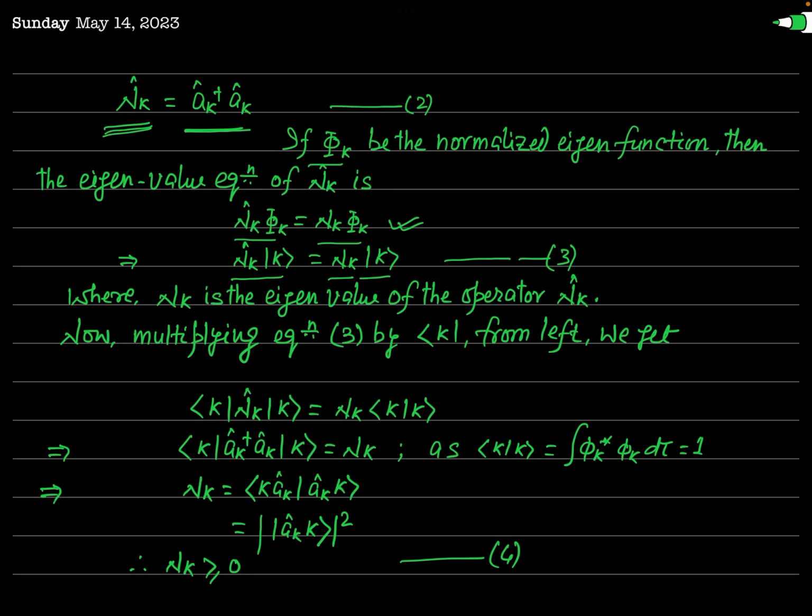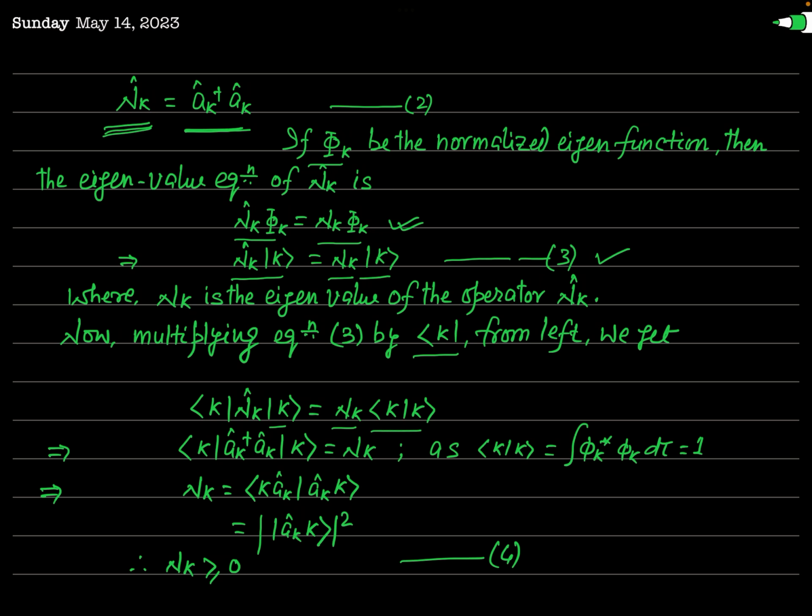You are aware of this notation because you have learned the mathematical basis of quantum mechanics in my earlier lecture. Now let us multiply equation number 3 from the left side by this bra k. So multiplying equation 3 by bra k from the left side, our result will be bra k nk hat ket k, and that will be equal to what?